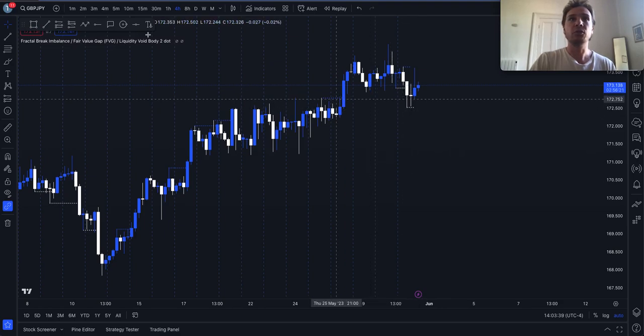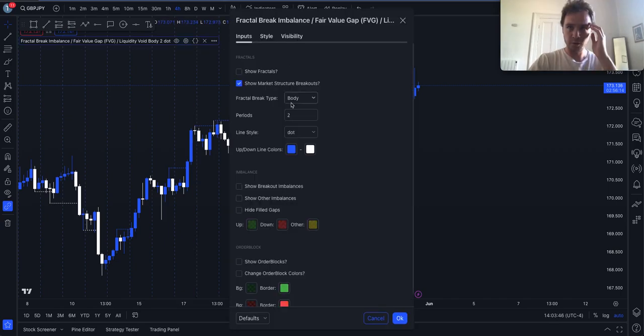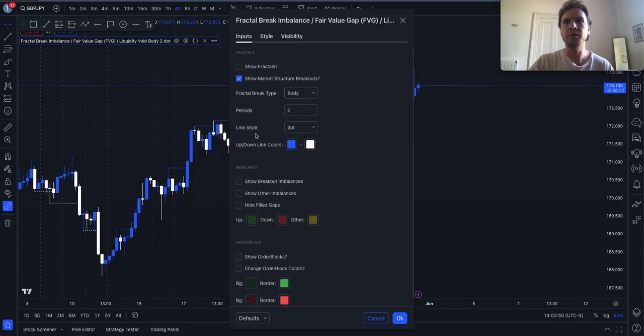So that's just a very nice indicator right here, fractal imbalance, fair value gap kind of spot. I'm going to show you the settings in here. As you can see, these ones will be ticked when you first get it, and this one will not be. And what you want to do, as I said, is you want the body to be closing below the wicks, not just the wicks. You want just the bodies. And these two will be ticked.